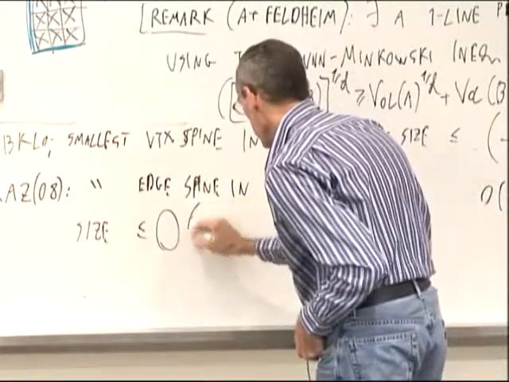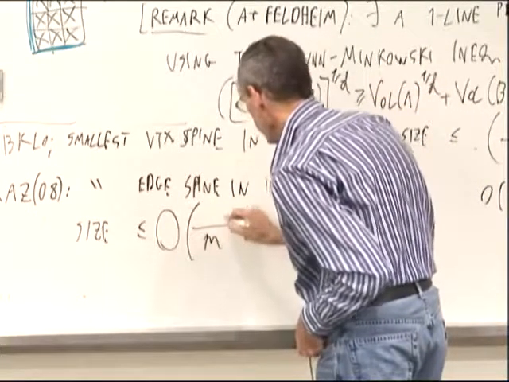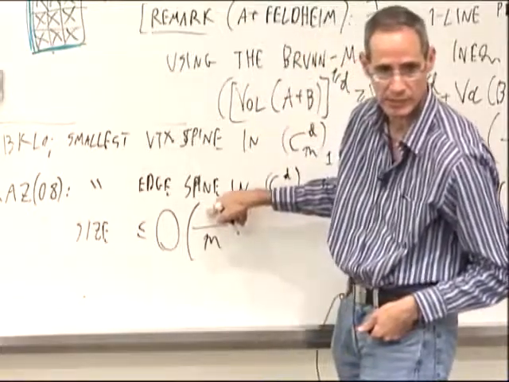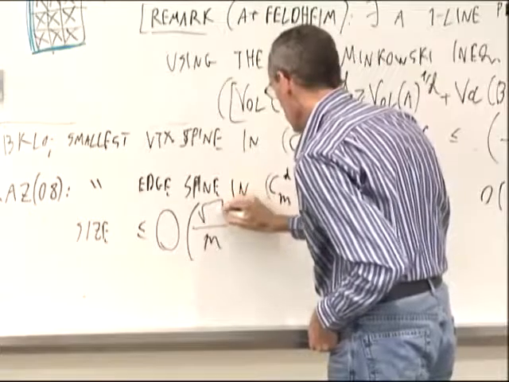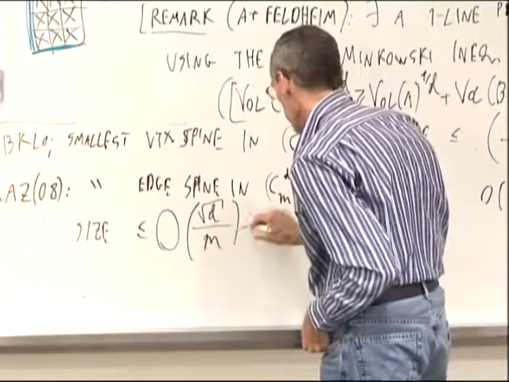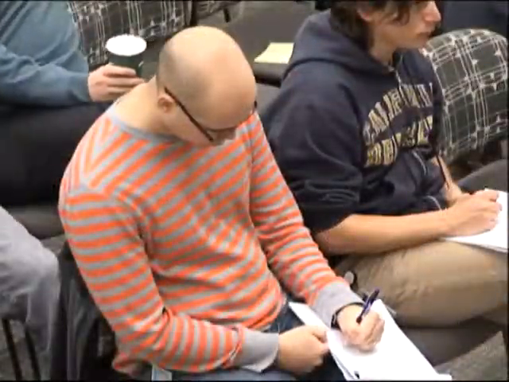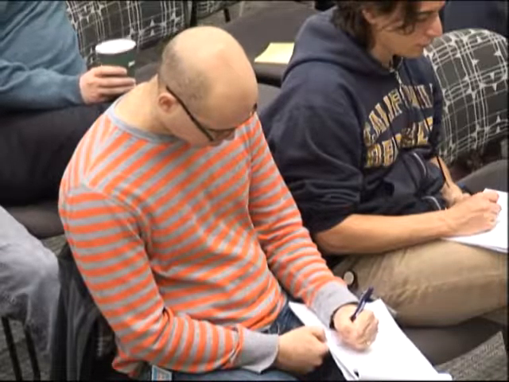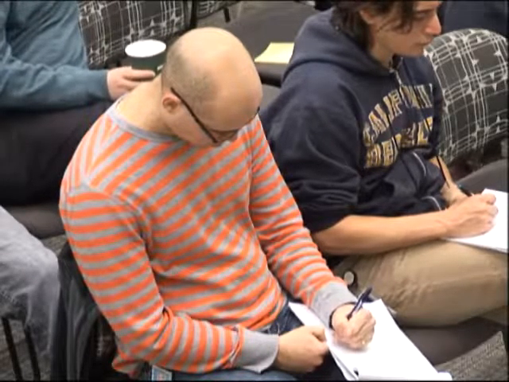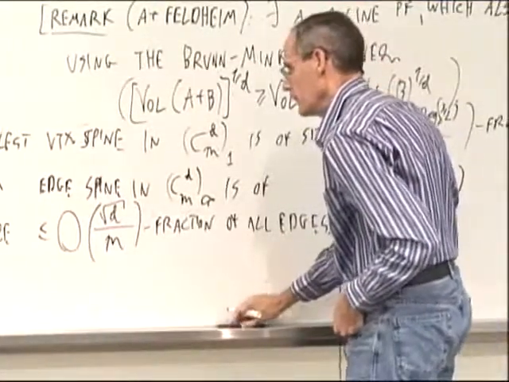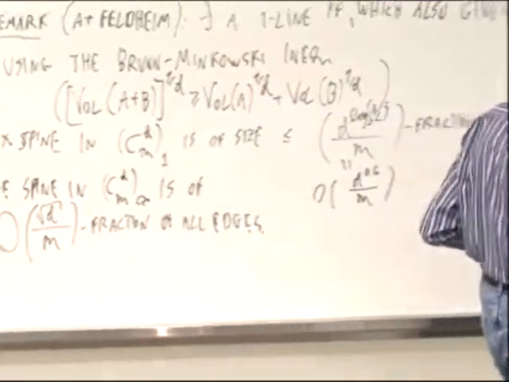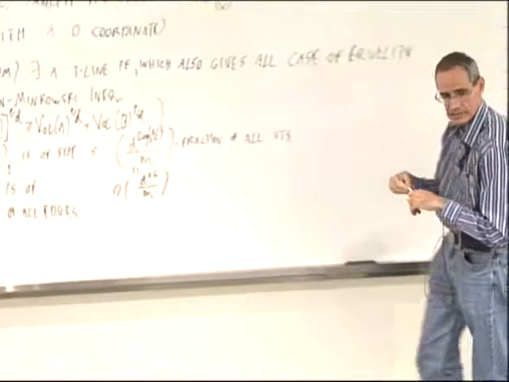And instead of, so we said the trivial upper bound would be d over m if we cut in all dimensions, but actually it gets square root d over m fraction of all edges. So again, it's small, and again, from the proof we don't really see it.